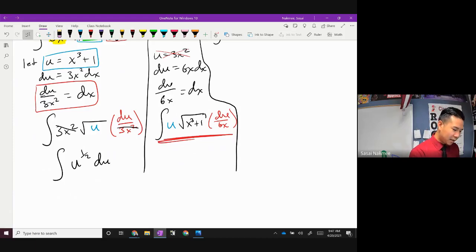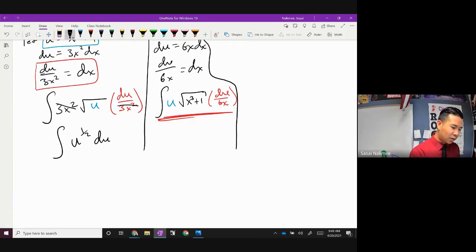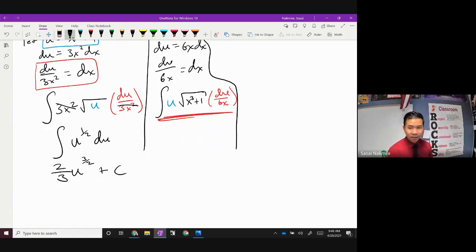All right, let's go ahead and finish off this problem. The integral of u to the 1/2. That's just the power rule, right? The power rule here is going to be u to the 1/2 plus 1, which is 3/2, divided by 3/2, which is the reciprocal, 2 over 3, plus c. Right? That's the power rule in a nutshell.